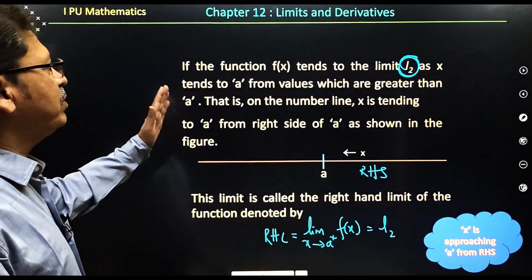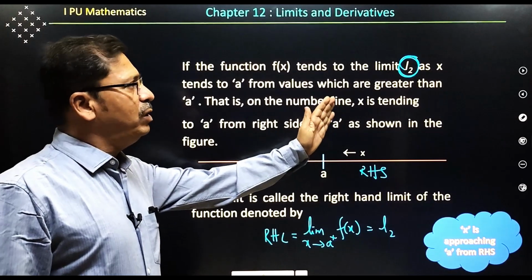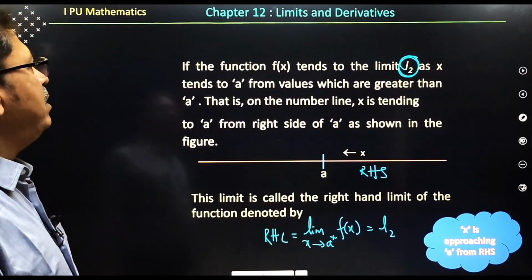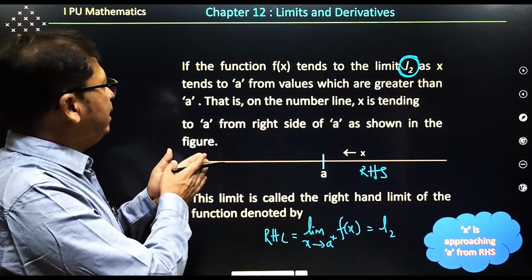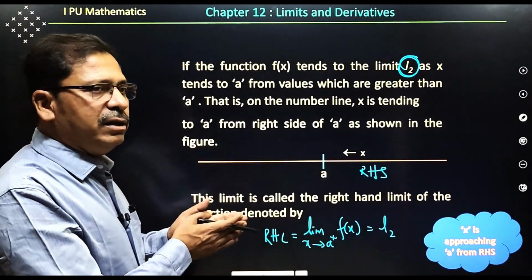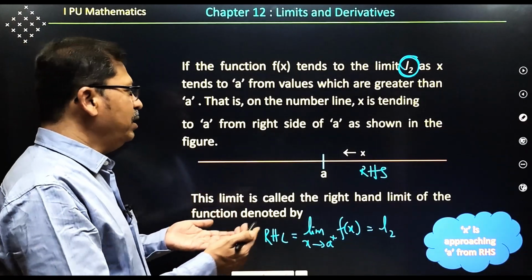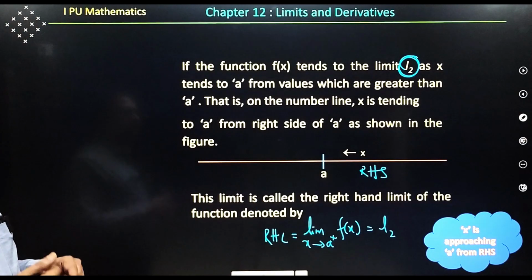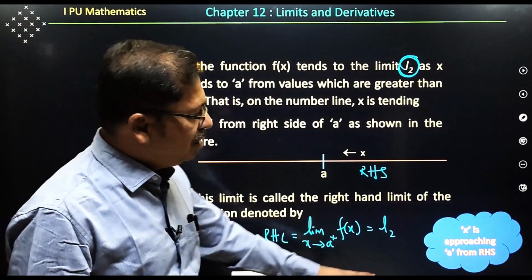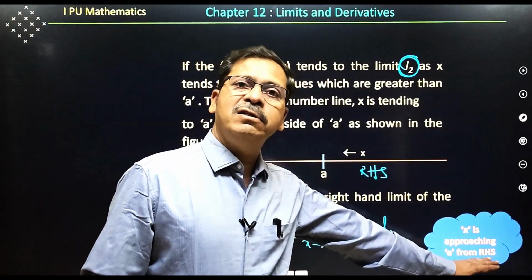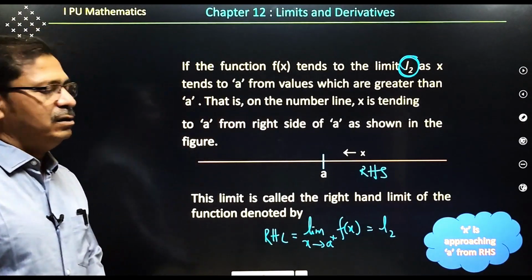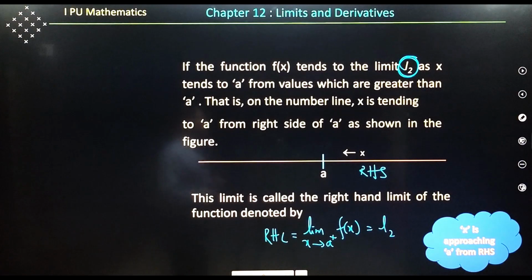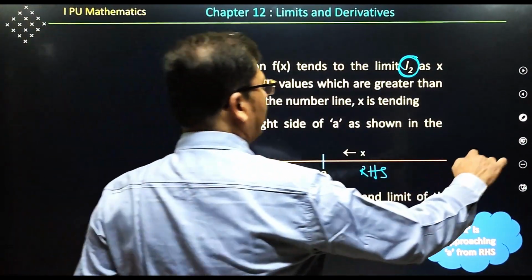Please concentrate here. If the function f(x) tends to the value L2 as x tends to a from the values which are greater than a, that is, on the number line, x is tending to a from the right side of a. See, x is approaching from the right side here. So this is the idea regarding the right hand limit. So this is the concept of right hand limit.